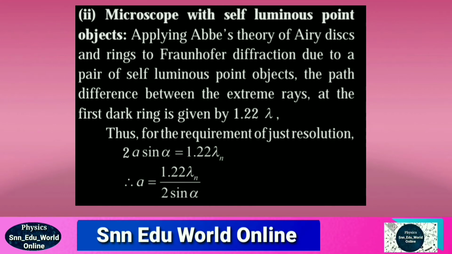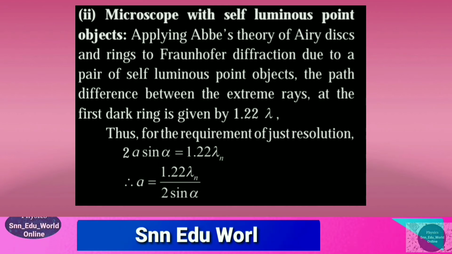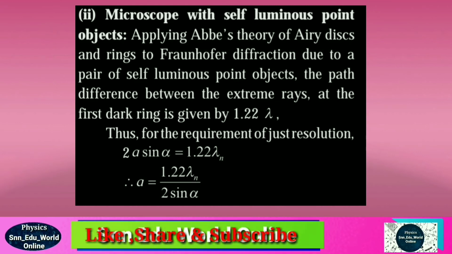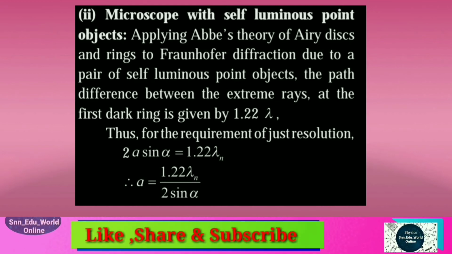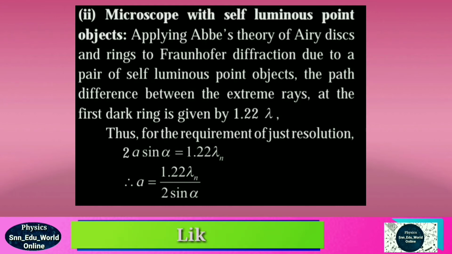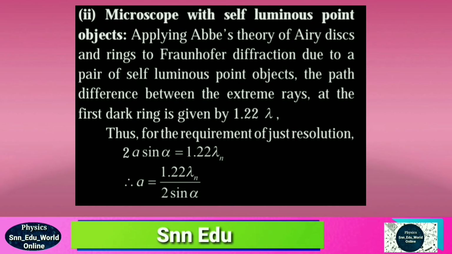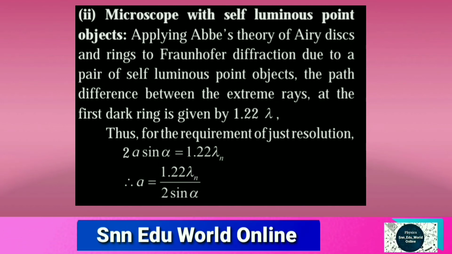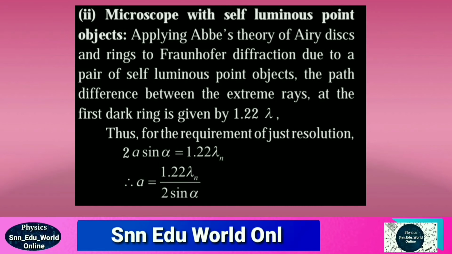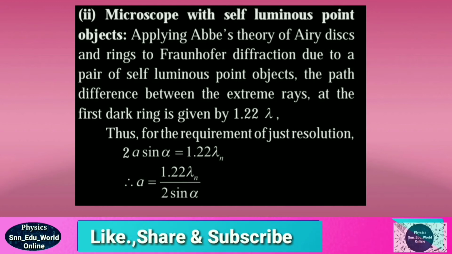Thus the requirement of just resolution according to Rayleigh is 2a sine alpha equal to 1.22 lambda n. When the path difference becomes this, we get just resolution. We already observed that the radius of the ring matters here. So we get A equal to 1.22 lambda n divided by 2 sine alpha.